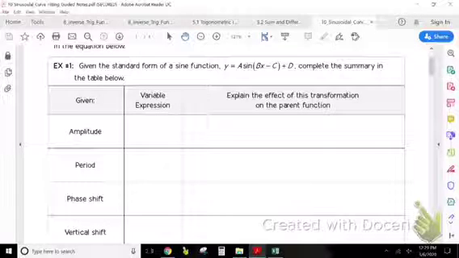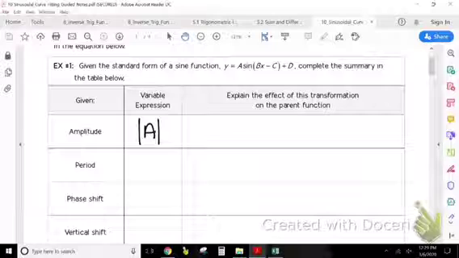So which variable is going to give me amplitude? And how do I find the amplitude using A? Absolute value of it. So is amplitude ever negative? No. Now what do we mean by amplitude? It says explain the effect of this transformation on the parent function. What is the amplitude going to do? Is it horizontal or vertical?